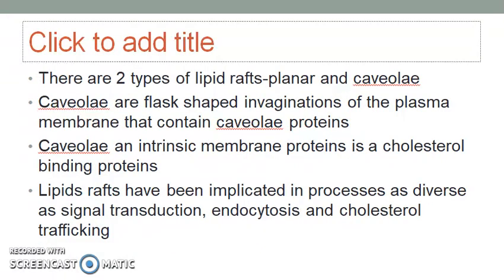Now, there are two types of lipid rafts. One is the planar, and the other one is the caveolae. Caveolae are basically flask-shaped invaginations of the plasma membrane which contain the caveolin protein. And caveolin is an intrinsic membrane protein, a cholesterol binding protein. Now, lipid rafts have been implicated in processes as diverse as signal transduction, endocytosis, and cholesterol trafficking.